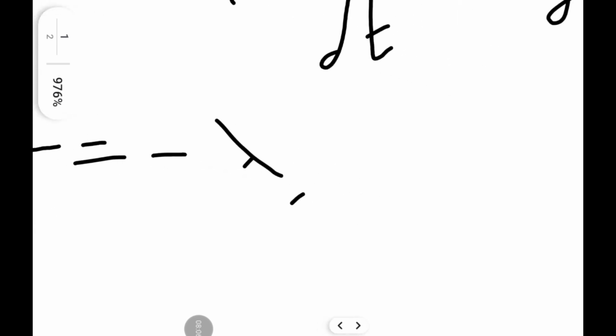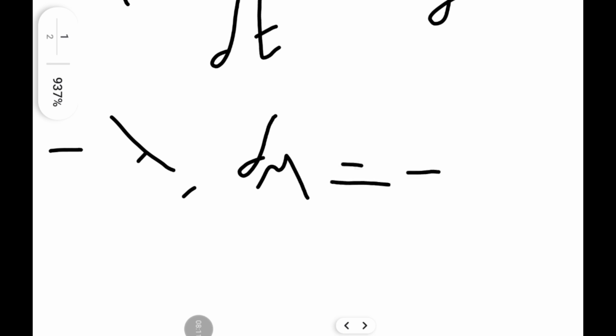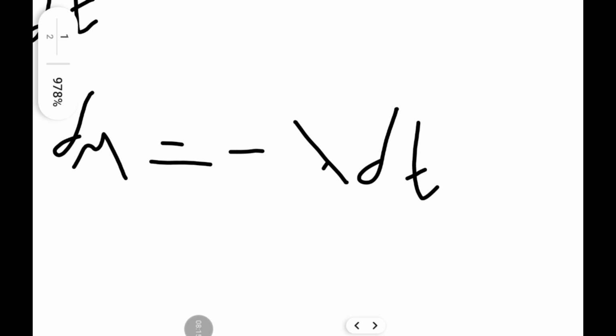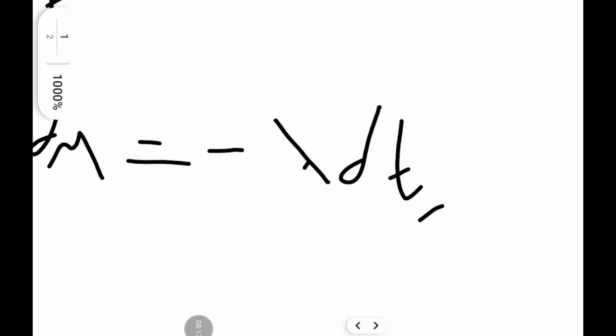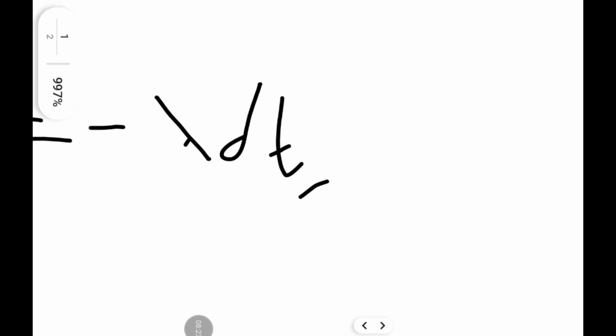Now what we need here, we're going to rearrange it to get it into dm is equal to negative lambda dt, like this. And now we can integrate this. This is an easy differential equation to solve, or we've done this before. If you haven't done this, I'd be happy to do a video on how to solve differential equations. This is a fairly simple differential equation type.